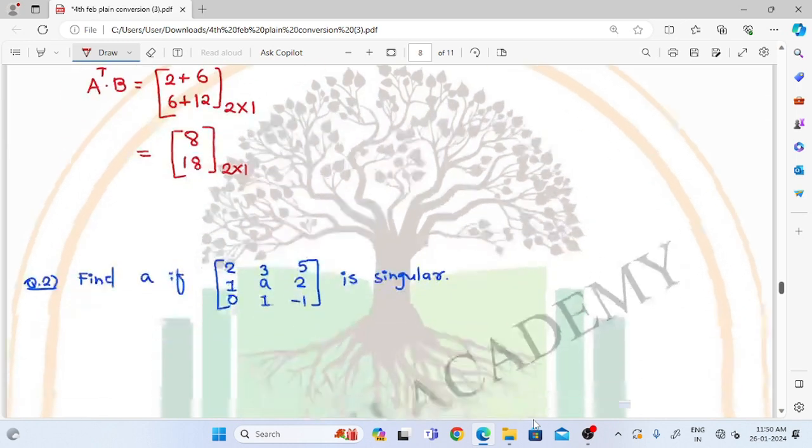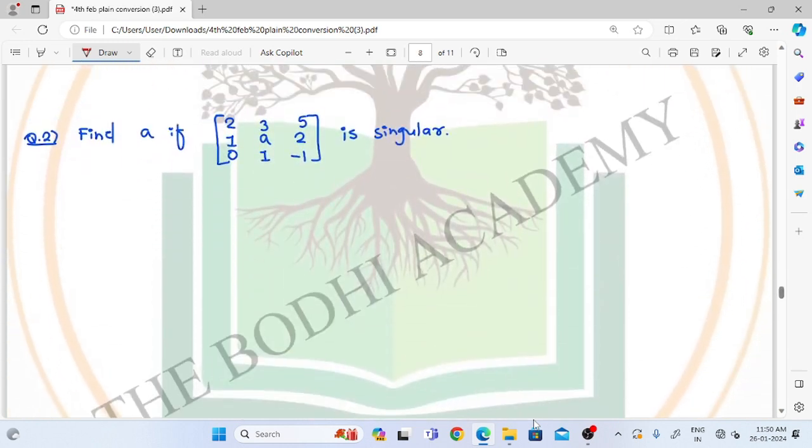Come to the next question. Find the value of a if this matrix is singular. When we say the matrix is singular, the determinant of that matrix is 0. So the matrix 2 3 5, 1 a 2, 0 1 minus 1, its determinant is equal to 0, which means it is singular.